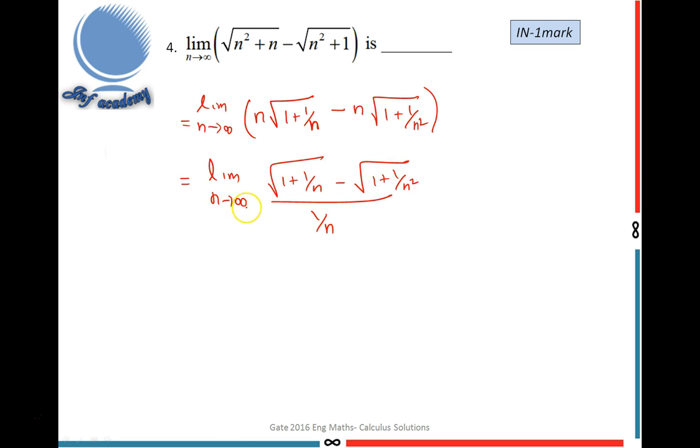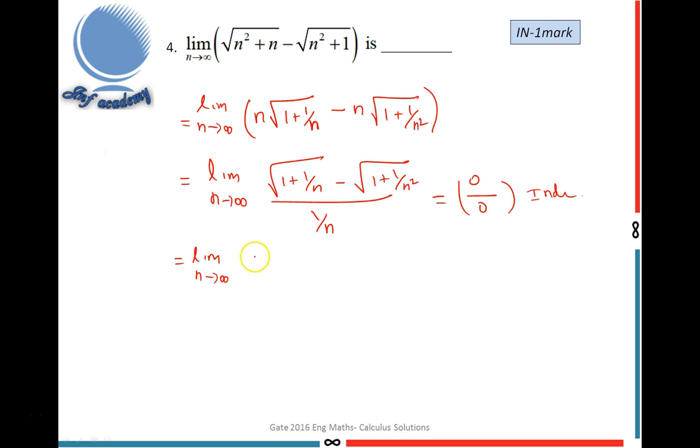Next, I substitute the limit. I get limit n tends to infinity of 1 by n, 1 by n square and 1 by n. These values are 0. So root 1 minus root 1 is 0. This is limit n tends to infinity 1 by n times 0, a 0 by 0 form, indeterminate form. So in that place, I apply L'Hospital rule. What is L'Hospital rule? The limit of the quotient is equal to the limit of the quotient of derivatives.